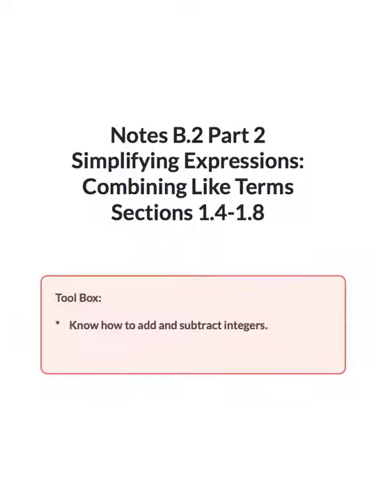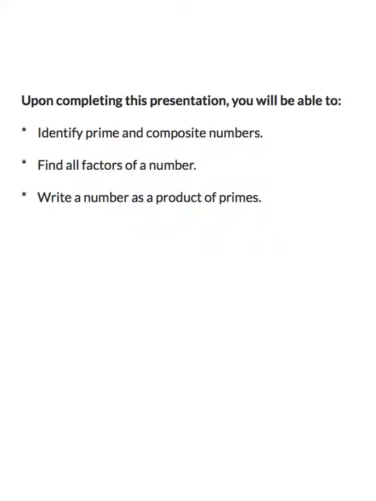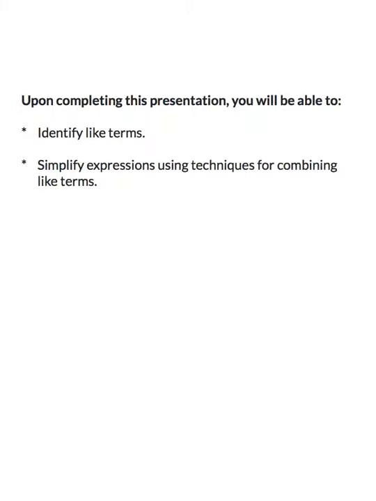The next section that we want to look at is simplifying expressions involving combining like terms. This is going to cover sections 1.4 through 1.8. In order to be successful in this section, you need to know how to add and subtract integers. Upon completing this presentation, you will be able to identify like terms and simplify expressions using techniques for combining like terms.